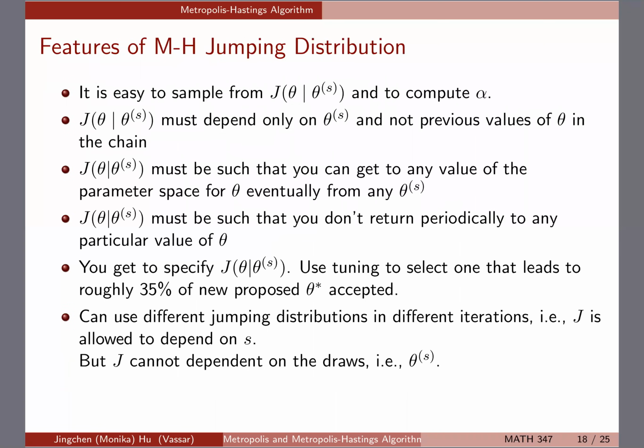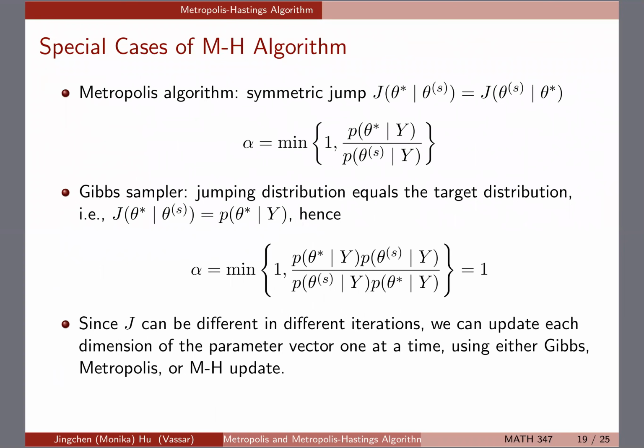And let's skip this. You might notice that Metropolis-Hastings is more broad. It's a broader set of algorithms. First of all, Metropolis is symmetric jumping, J of theta star given theta s equals the other direction. So Metropolis is a special case of Metropolis-Hastings when J is symmetric. When they're symmetric, they get canceled out.